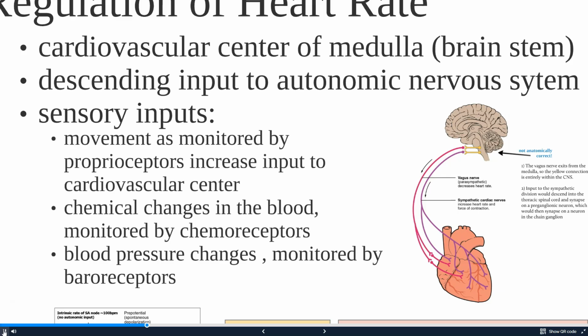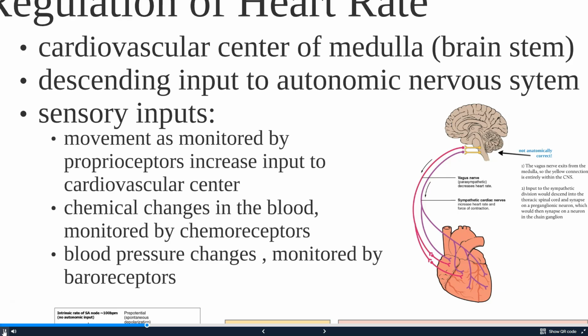Now, the inputs to this area come from a couple of different regions. First off, higher centers in the brain, and the cortex and the hypothalamus and those sorts of areas can send input down to the medulla to modulate what's happening in the cardiovascular center. Also, there are some reflexive inputs that come through sensory connections to this area.